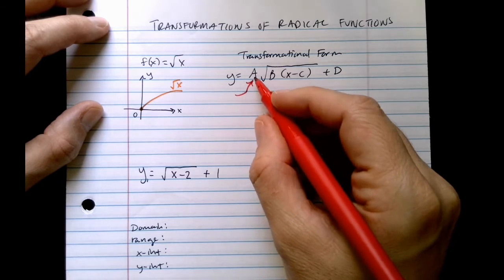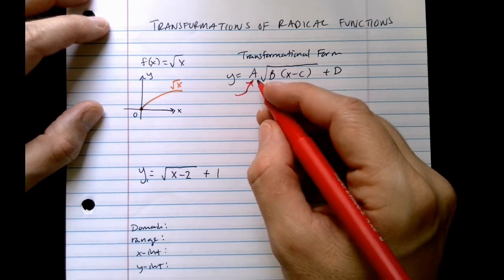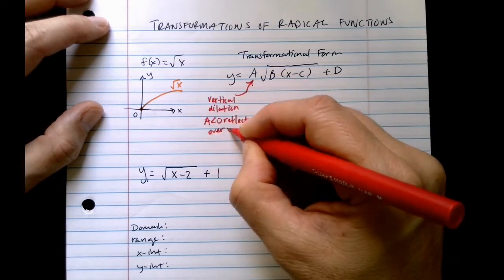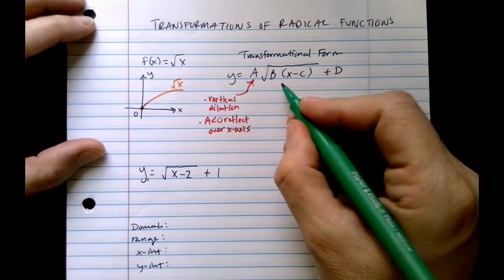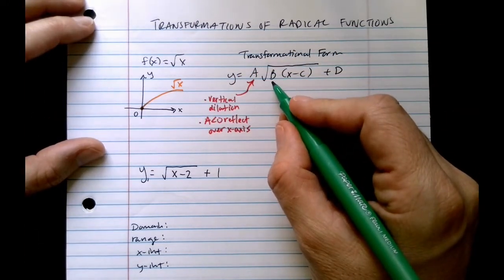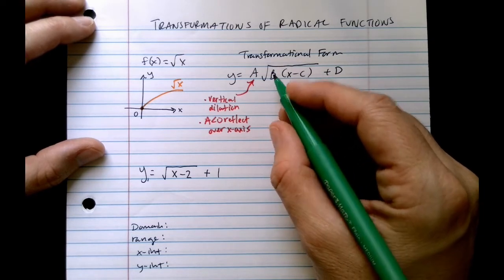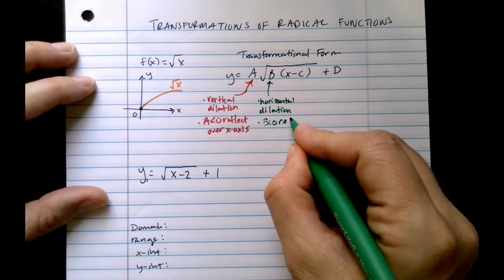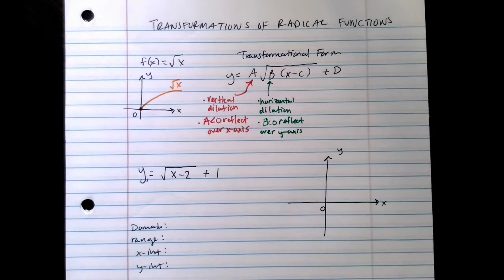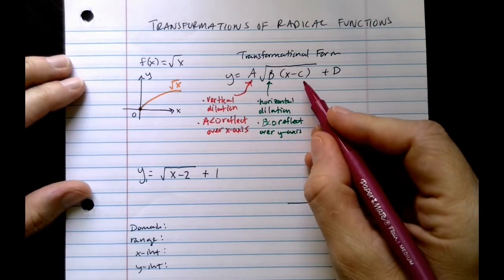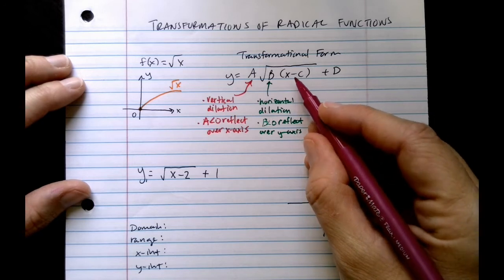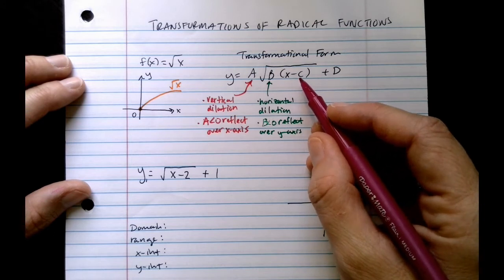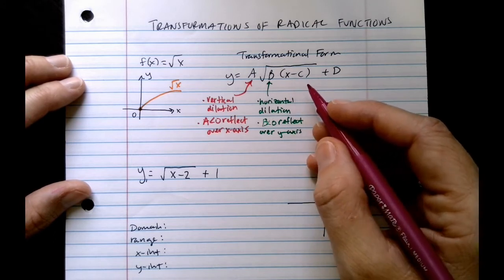The a value is your vertical dilation, and it will reflect over the x-axis when it is negative. B is the horizontal dilation, and when it's negative, the graph will reflect over the y-axis. The C represents horizontal translations. When it says minus C, that means the C value is positive and it moves to the right. When it says x plus C, that means the C value is negative and it's actually moving to the left.